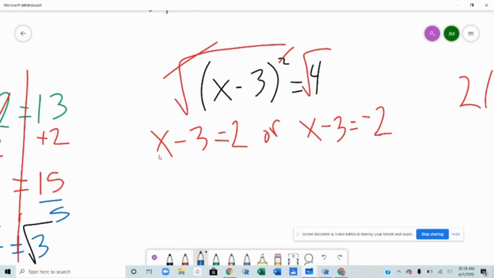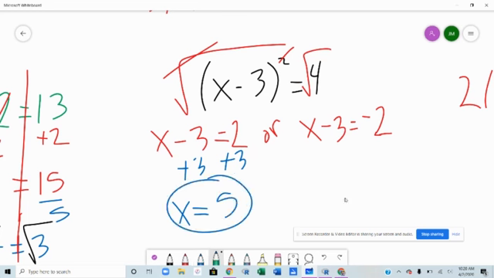I'm going to solve this equation on the left, and I'm going to solve this equation on the right. Okay? So if I come over here and look at this one, I have x minus 3 equals 2. Get rid of that minus 3 with adding 3. 2 plus 3 is 5. Or I'm going to come over here and do x minus 3 equals negative 2. Because I have minus 3, I need to add 3 to both sides. Negative 2 plus 3 is 1.